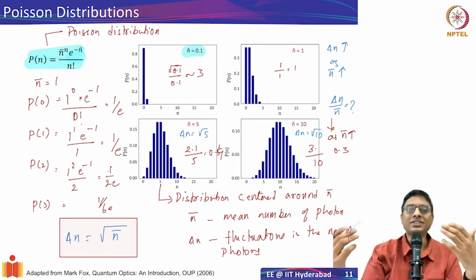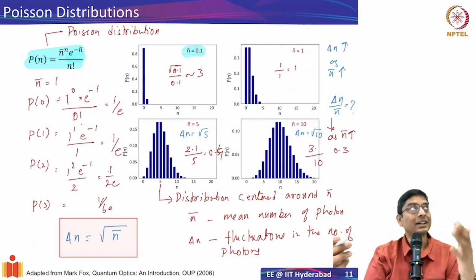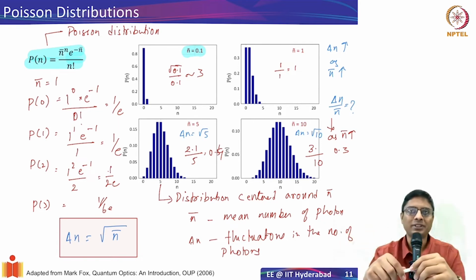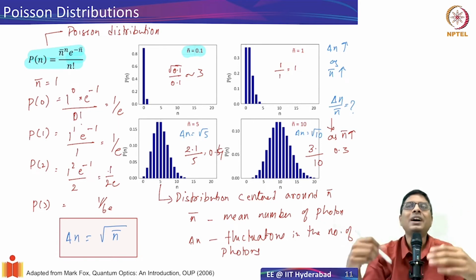So when you have a large intensity beam like this, let's say my laser pointer, which has 1 milliwatt of power, I don't have to worry about the quantum nature of the light.